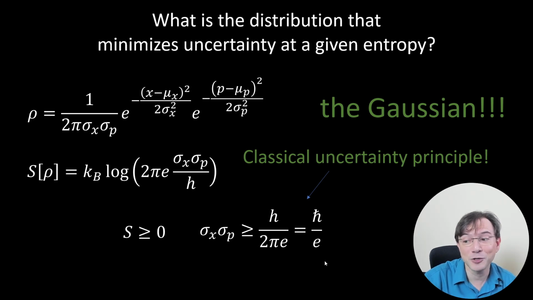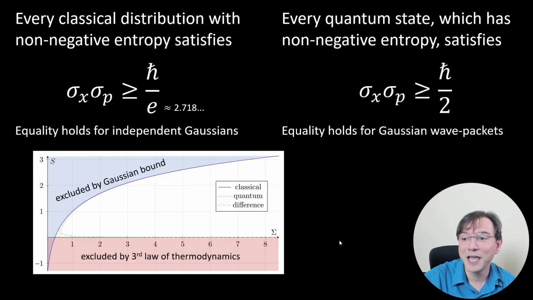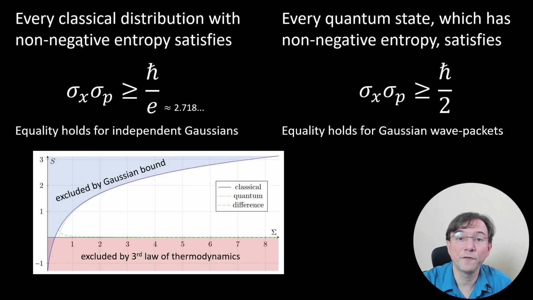And this is very similar to what we have in quantum mechanics. The difference is that in quantum mechanics we have a 2, and in this classical version of the limits we have e, which is a little bit greater than 2. So every classical distribution with non-negative entropy satisfies this inequality, and the equality holds for independent Gaussians, a product of two Gaussians in position and momentum. And every quantum state which has non-negative entropy, because quantum states have 0 entropy or more, satisfies a similar expression, and again the equality holds for Gaussian wave packets.